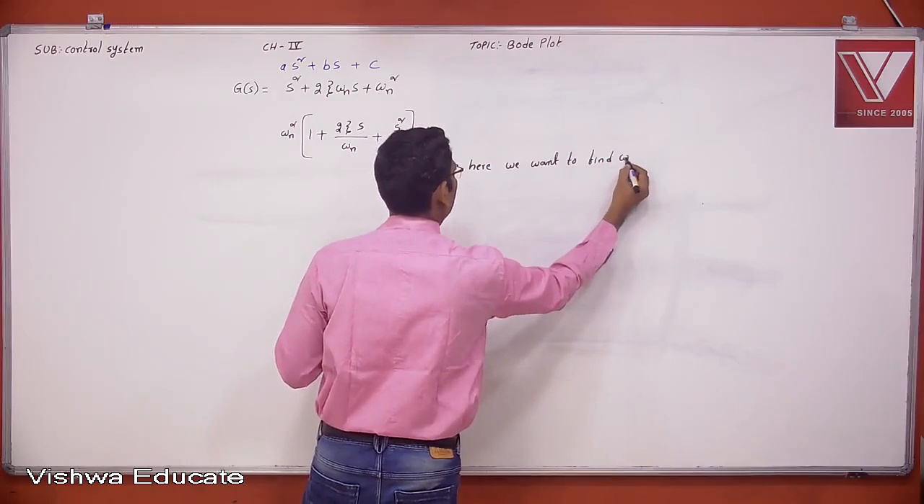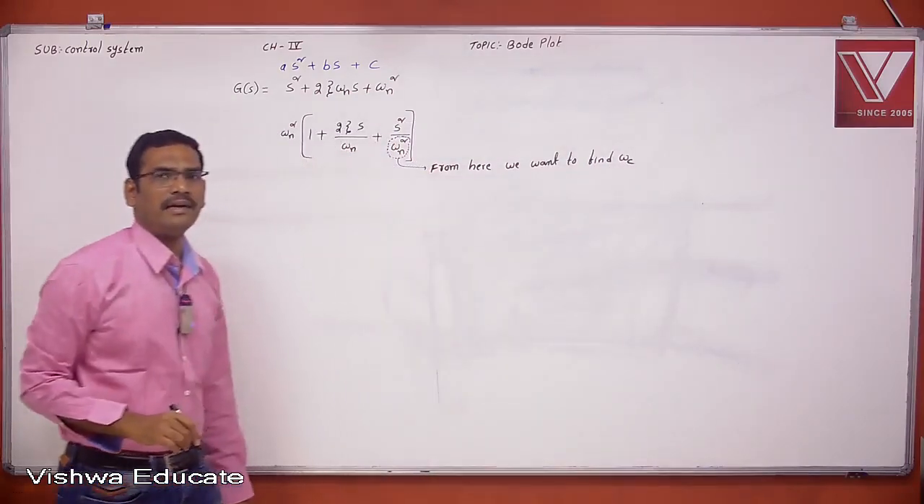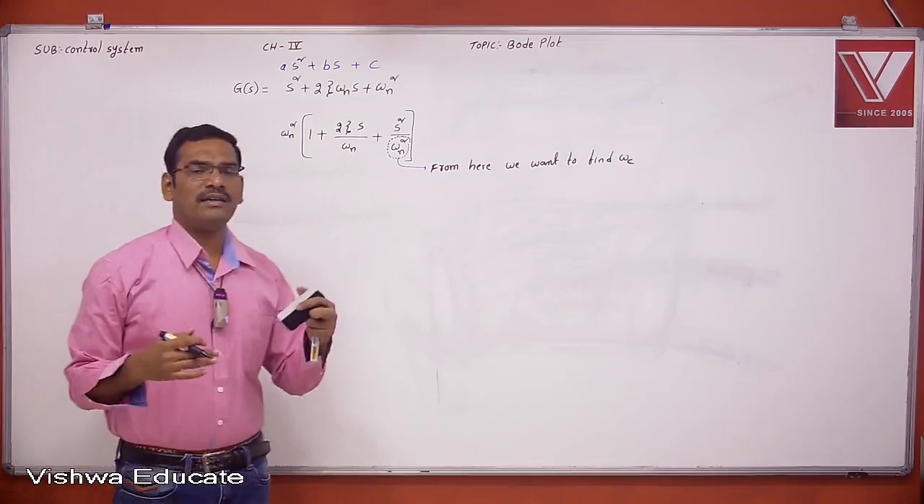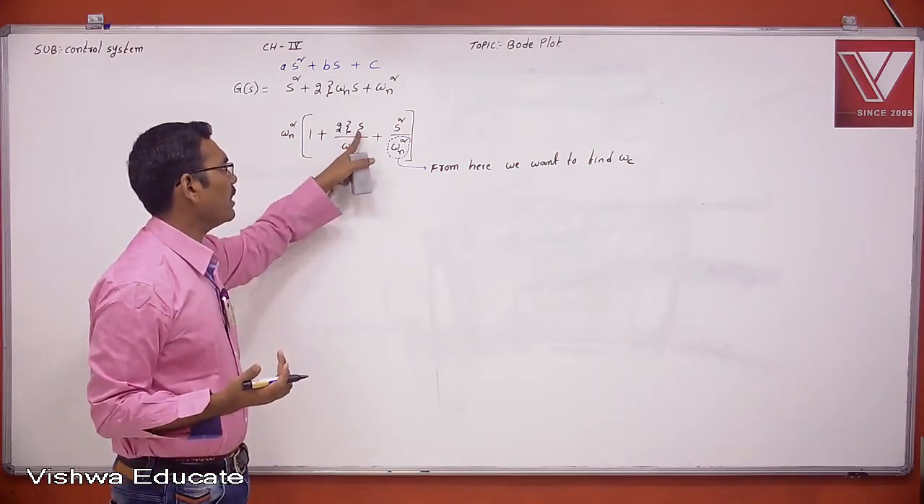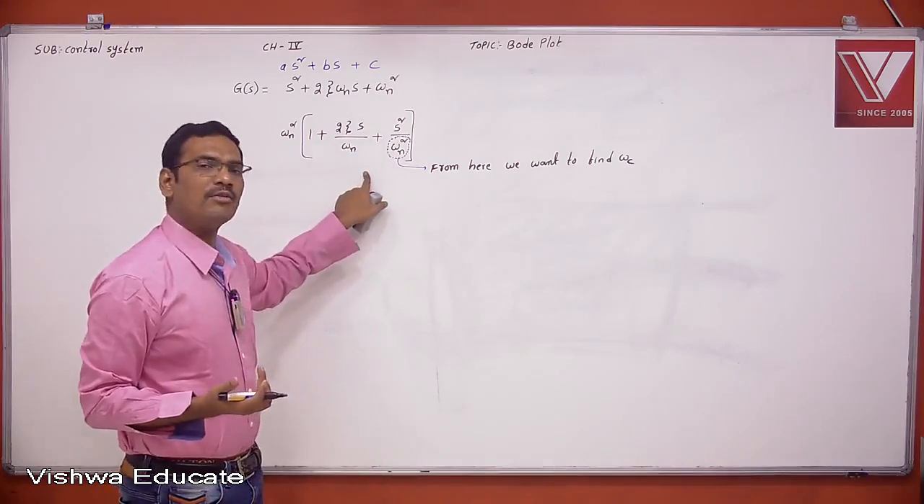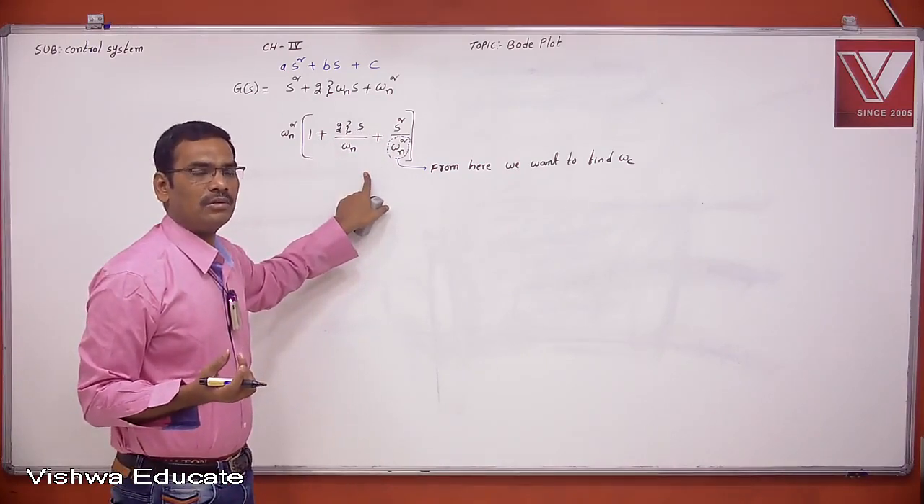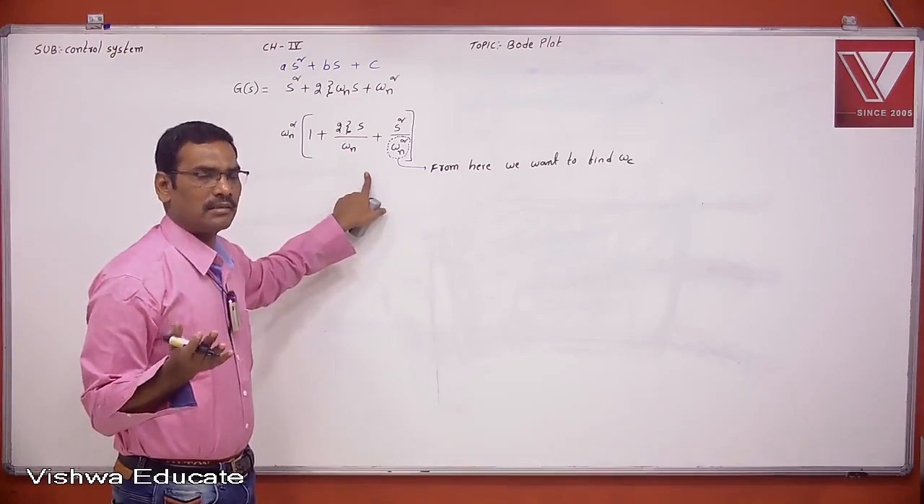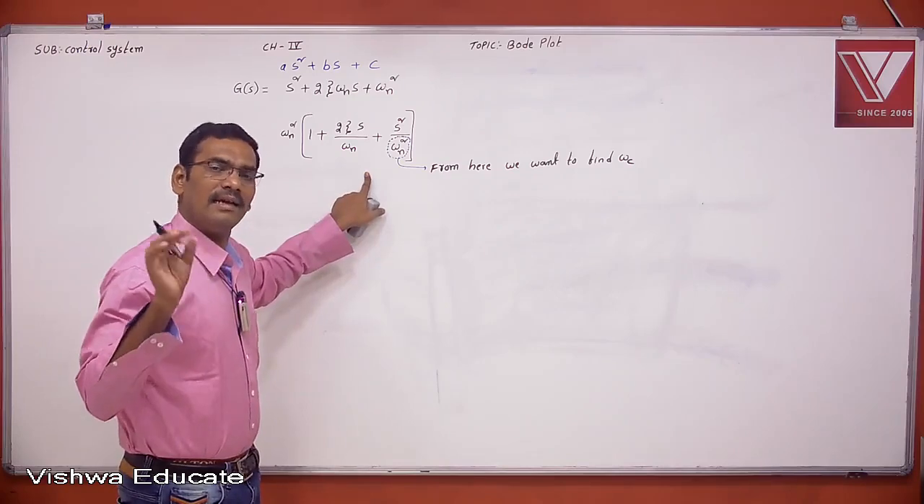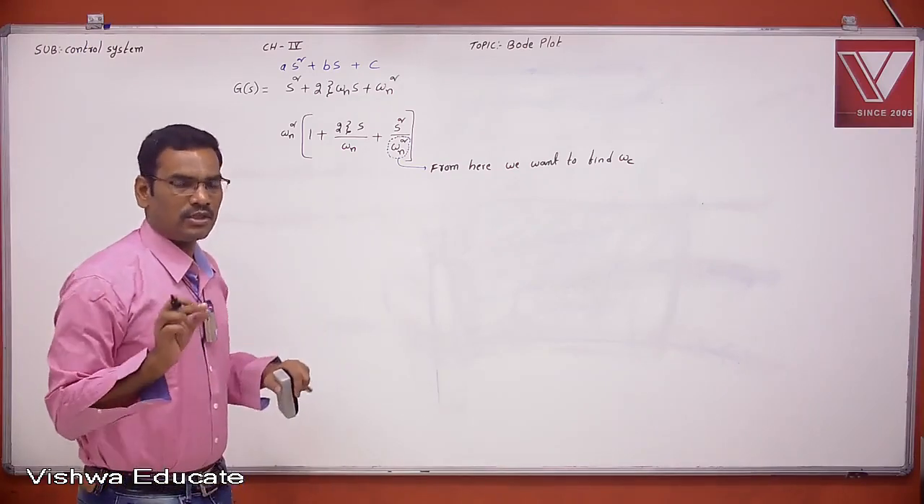From here we want to find the corner frequency. Even if you go for the long derivation, as I mentioned previously, replace s equal to j omega, separate the real part and imaginary part, find the magnitude, and consider omega far greater than 1 as one case and far less than 1 as another case. Then what answer do we get? That answer I will tell you directly in a shortcut method.